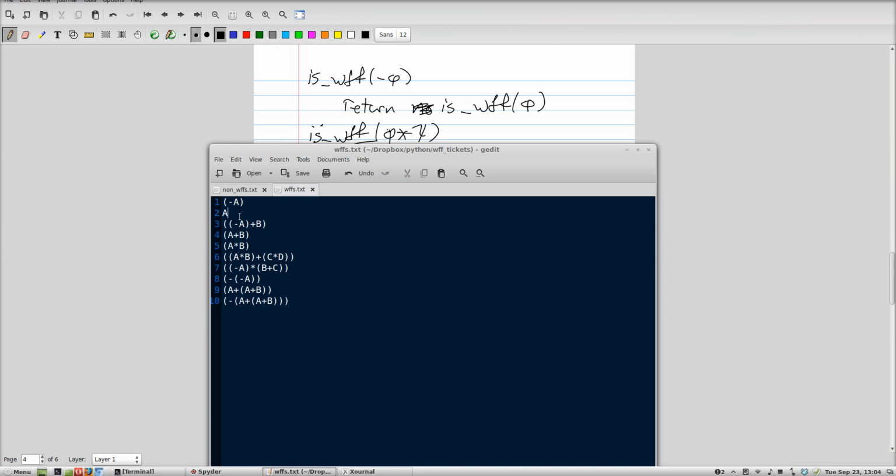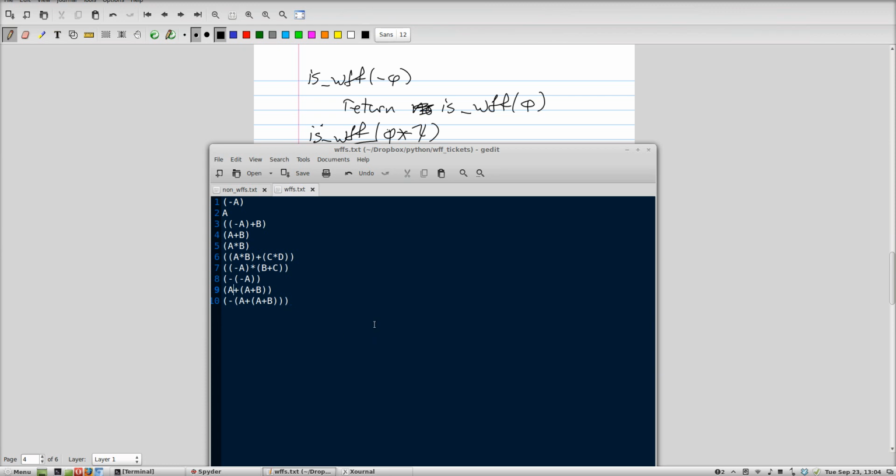So A obviously is a primitive, and this is the negation of a primitive, and this is the disjunction of the negation of a primitive and another primitive, B. This is the disjunction of two primitives. This is the conjunction of two primitives. We've already looked at this one. This one is the conjunction of the negation of a primitive with the disjunction of two other primitives. This one is the double negation of a single primitive A. And this is the disjunction of A with the disjunction of A and B. And this one is the negation of the previous one. Okay.